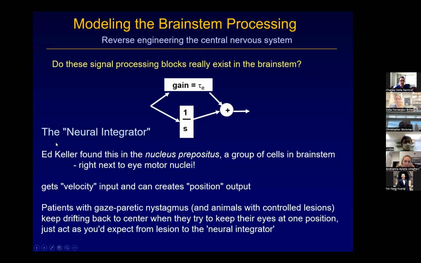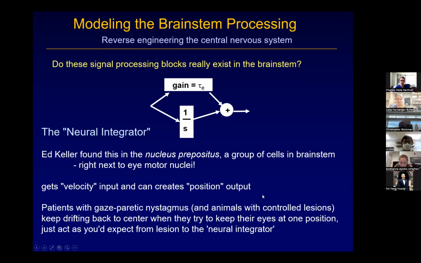And sure enough, Ed Keller, who, fun fact, was on the faculty of the Department of Biomedical Engineering at Berkeley, where I was a graduate student, was one of my professors. He was a postdoc, I guess, with David Robinson. He went off and found this, recorded from these neurons in an area called the nucleus prepositus. It's a group of cells in the brainstem. They're right next to the cells that run the eye muscles. And sure enough, these cells take a velocity input, they create a position output.